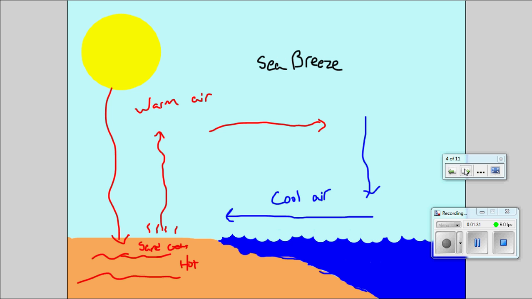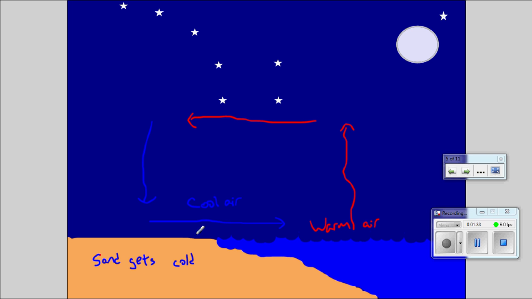Let's look at the same effect, but at nighttime. If you've been to the beach at night, you know the sand gets a lot colder. It's given away all of its heat that it absorbed during the day, and now the air above it is cooler than the air above the water.